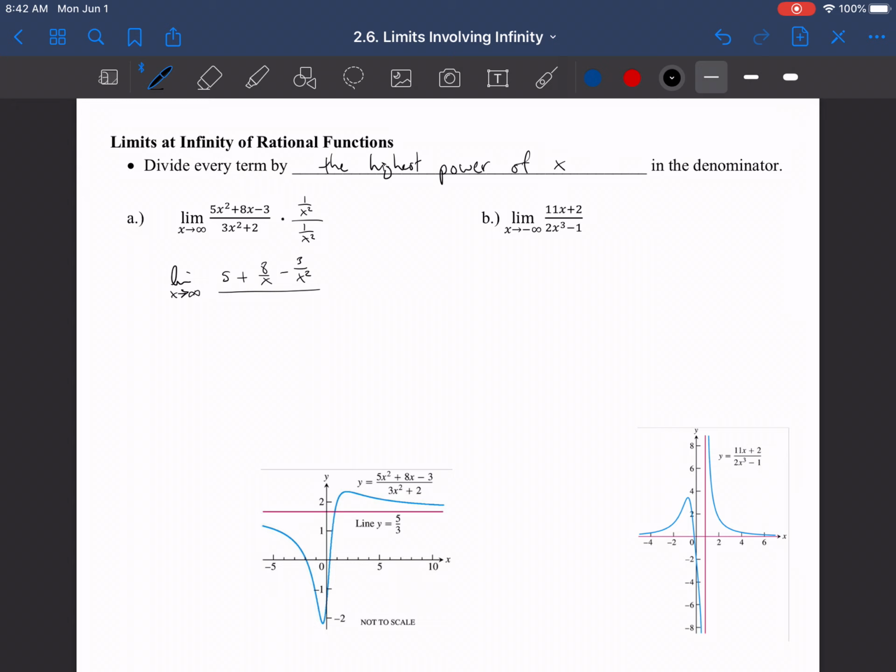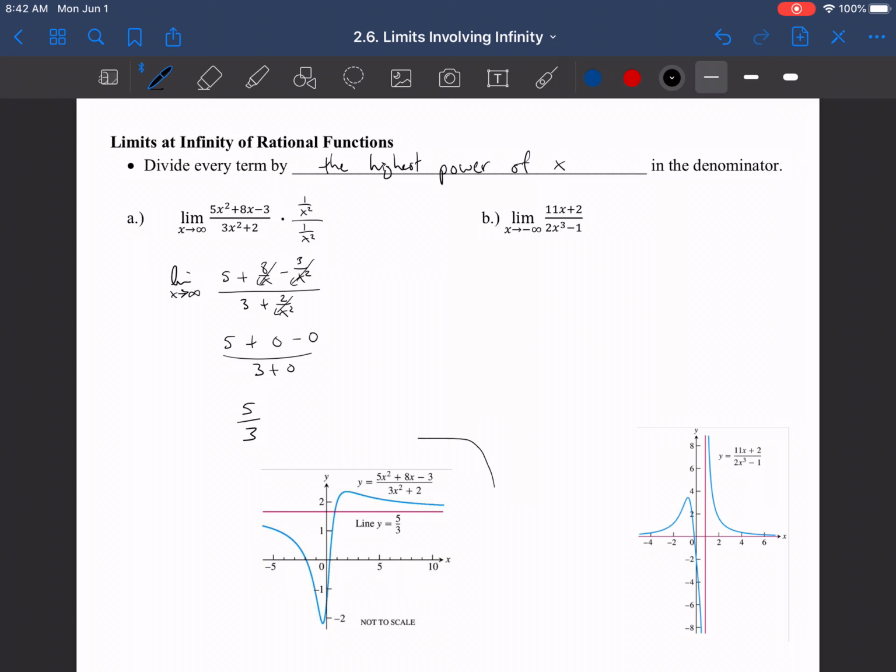In the denominator, you get 3x squared divided by x squared is 3 plus 2 over x squared, just like that. And then as you go to do these limits, these ones that are over top of x's, they just go to 0. So this is going to go to 0, this is going to go to 0, this is going to go to 0. And all we're left with is essentially, as we take that limit, 5 plus 0 minus 0 over 3 plus 0, which is just 5 over 3. And that's where we're going to end up with our asymptote here.